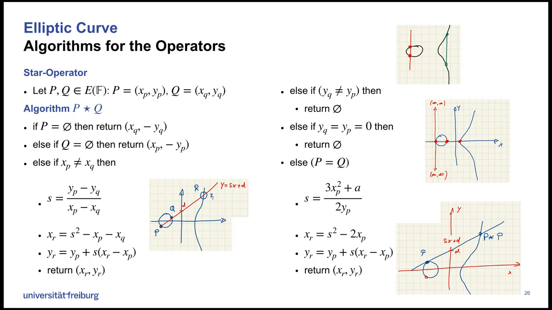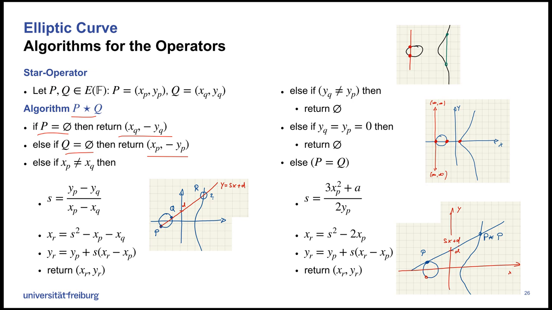Now, from a mathematical point of view, we're just interested in formulas. And the formulas look nice compared to many other things. So if you want to compute P star Q, basically you have a lot of edge cases. For example, if P is infinity, then you return the same value but with negative sign. If Q is infinity, you return the P value with opposite sign.